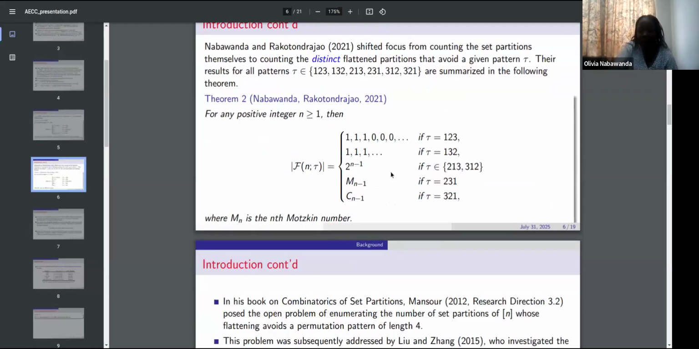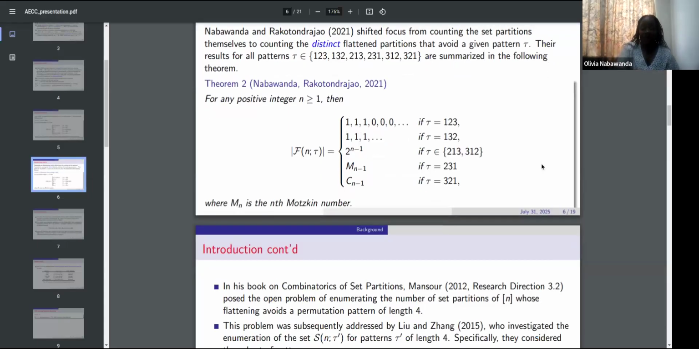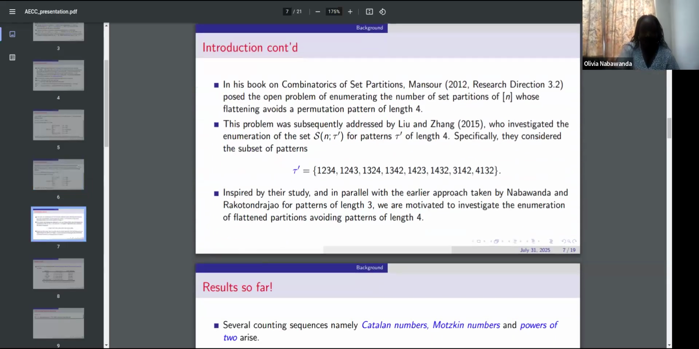The most interesting ones were patterns 213 and 312, both of which had the same counting sequence, a power of 2. Pattern 231 had a Motzkin sequence, and 321 gave us the Catalan numbers. 123 was just a trivial counting sequence with only three ones and the rest being zeros, while pattern 132 had just a sequence of ones. Are you following?